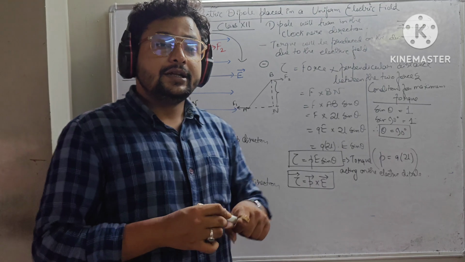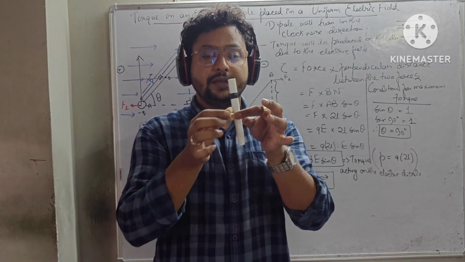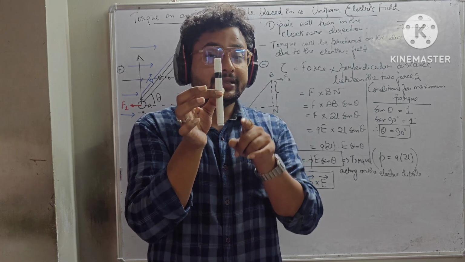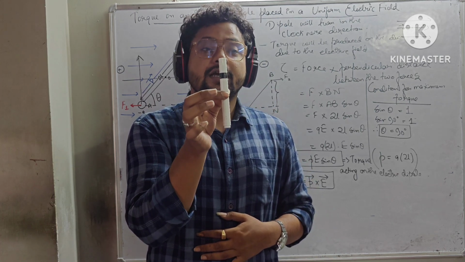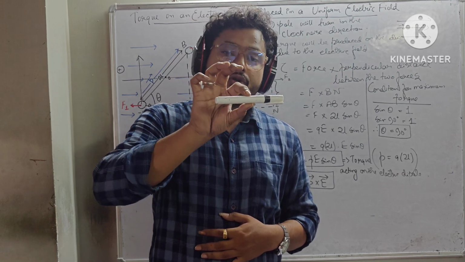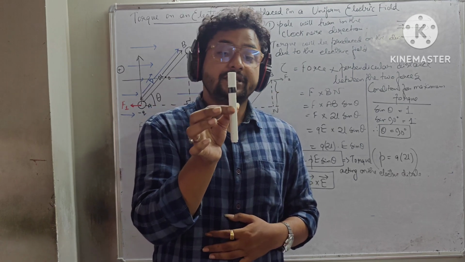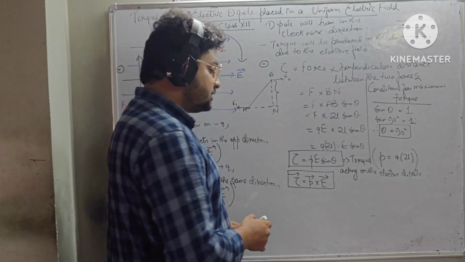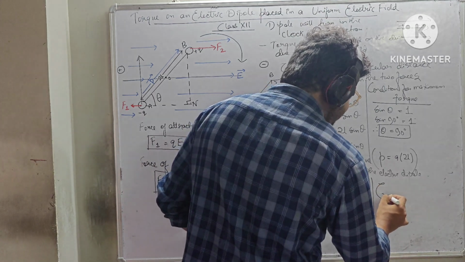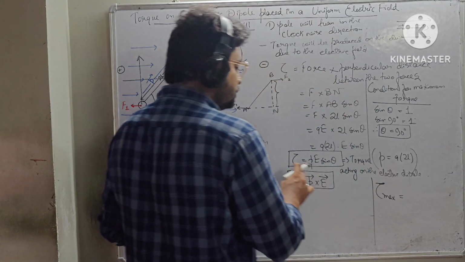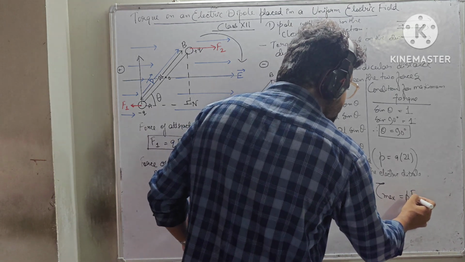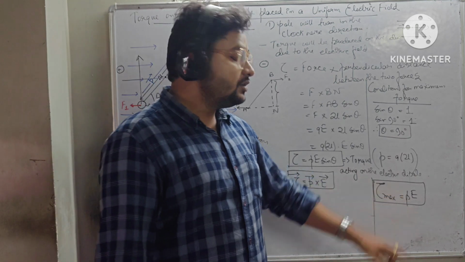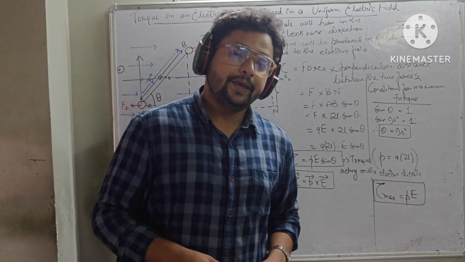That means when the dipole is placed in this way, this being the direction of the electric field, theta becomes 90 degrees. In that condition, the dipole is going to experience maximum torque. So if theta equals 90 degrees, how much torque is it going to experience? Tau max, the maximum torque, is going to be P into E, because if theta is 90 degrees, then sine 90 equals 1. So this will be the maximum torque the dipole is going to experience.